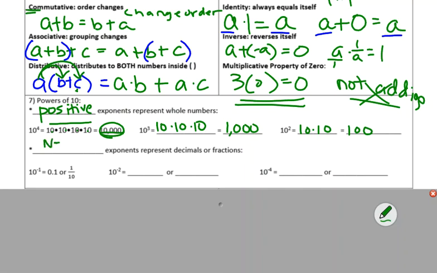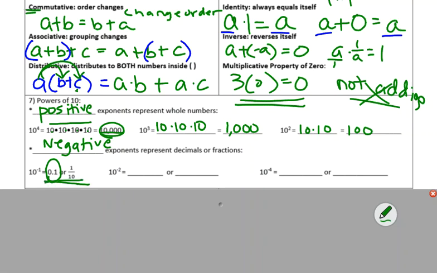Now, if we have negative exponents, that does not mean it is a negative number. All it means is that our number should be represented by a fraction or a decimal. So 10 to the negative 1, on your paper it says 0.01, but make sure it says 0.1. I wrote it incorrectly on yours. So 0.1, not 0.01, or 1/10.